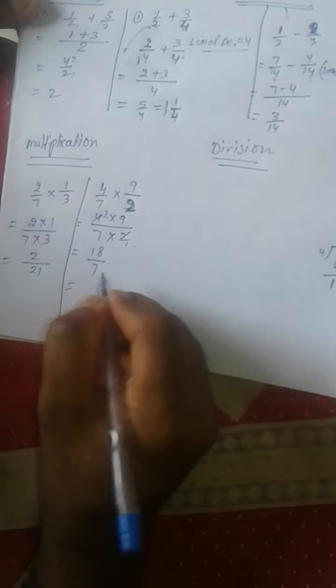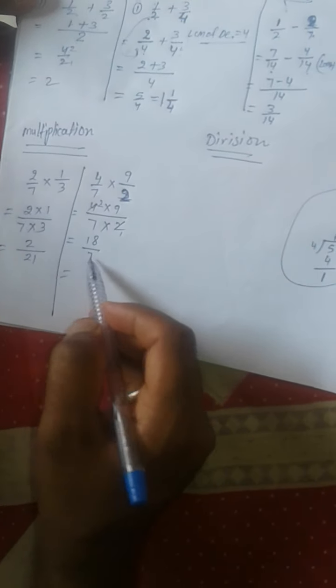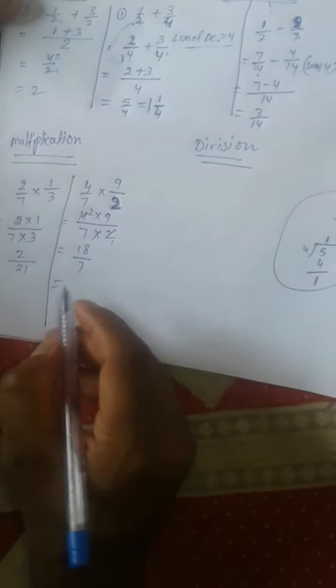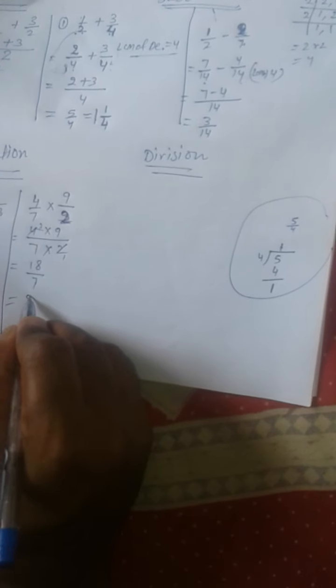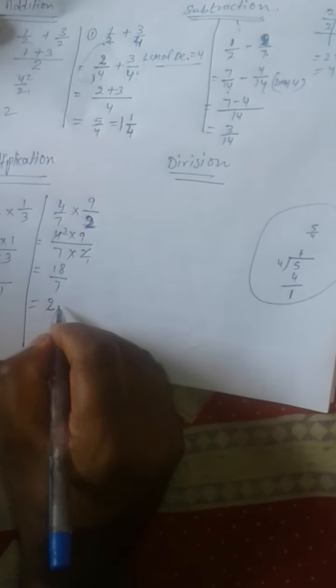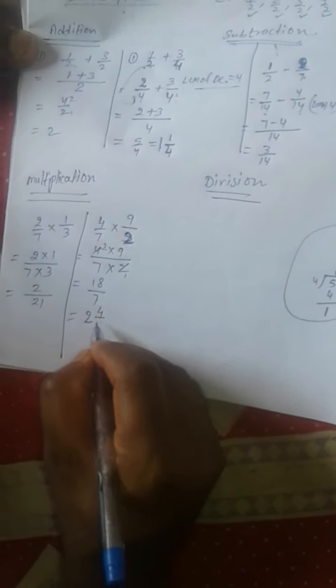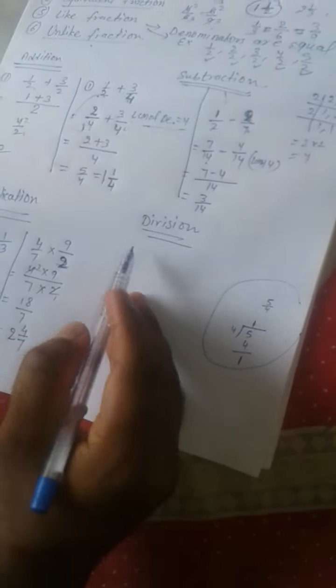Again an improper fraction. So what you will do? Just like this concept: seven 1s are 7, seven 2s are 14, seven 3s are 21. It is going over, so what will we do? 7 into 2 gives 2 as the quotient, so we will write 2. Seven 2s are 14, 4 will be left. So 2 whole 4 by 7 is the answer.